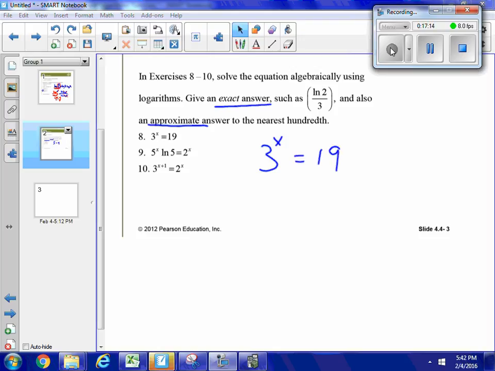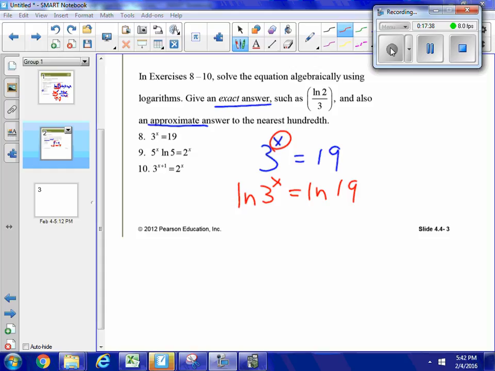Now the problem here is that my x is trapped up here as an exponent, and I need to get it down if I'm going to solve for it. So what I'm going to do is take a logarithm of both sides. I'm going to go ln 3 to the x is equal to ln 19. Totally legitimate, just doing the same operation on both sides of the equation.